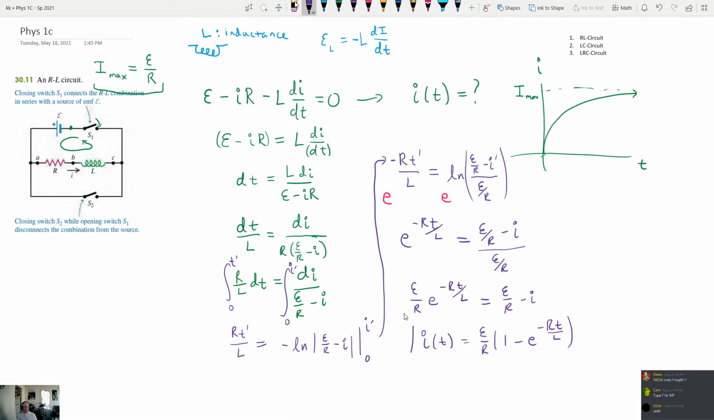Oh, and there's one other thing we could do now, which is we could write that I of t is equal to, we could call this I max, or just capital I too, I guess, because we said that E over R is I max. This is 1 minus e to the negative rt over L. Okay, anyone have any questions about this?